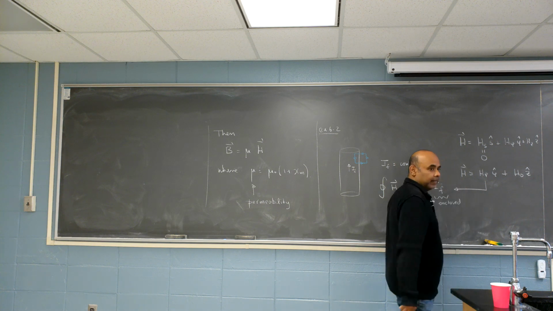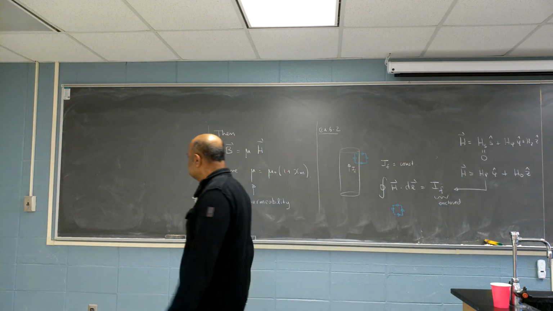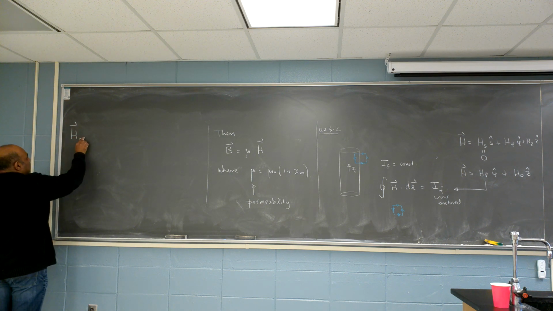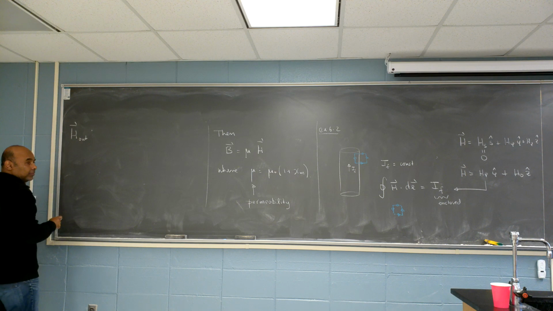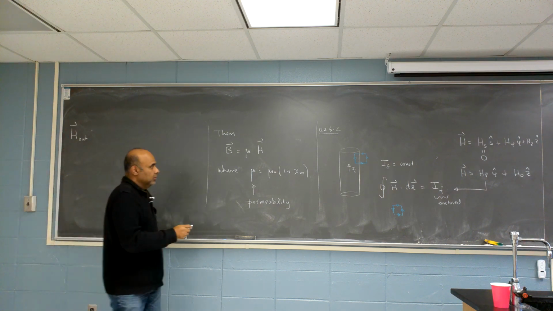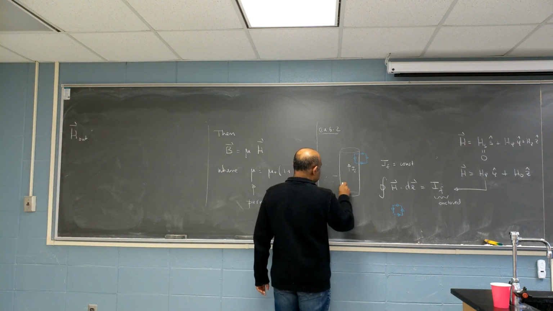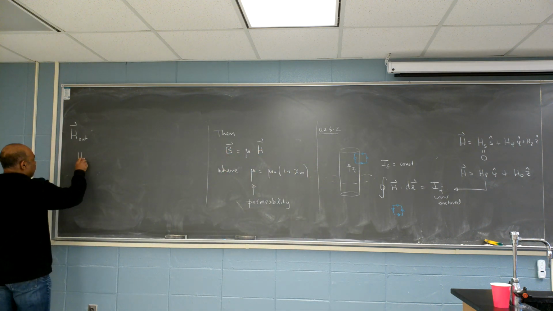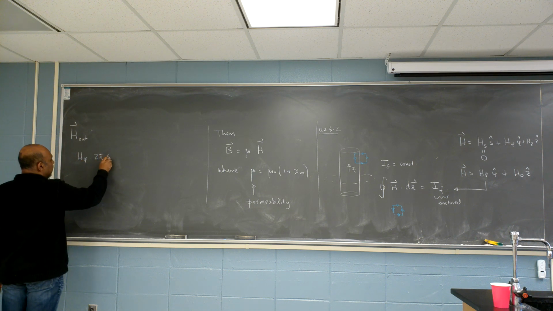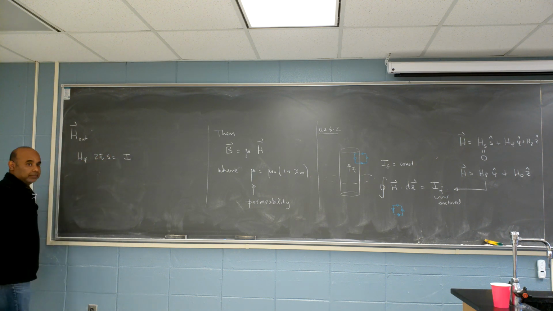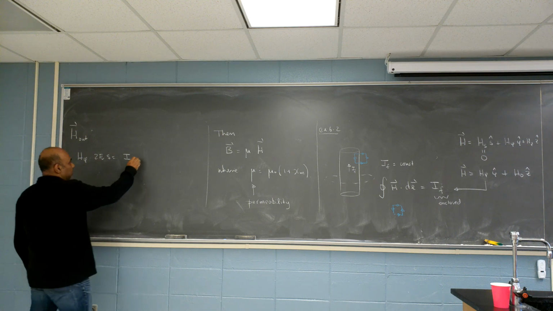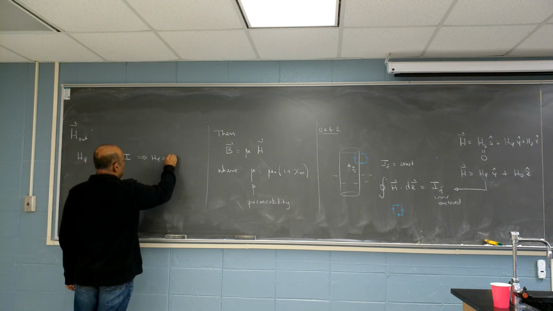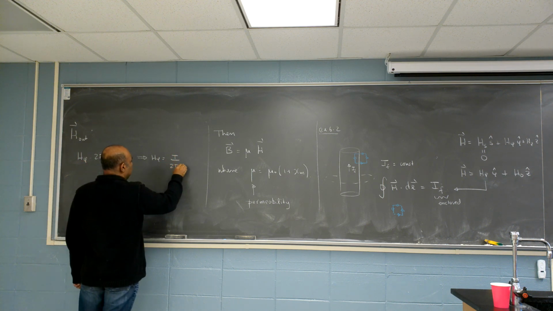You obtain it using Ampere's law. So let's do H out, with an Amperian loop outside the rod. I'm going to do this, and then I get H phi times 2 pi s is equal to I, which implies H phi equals I over 2 pi s.